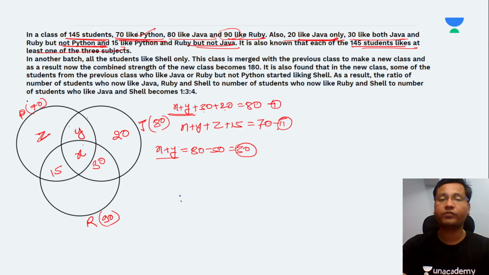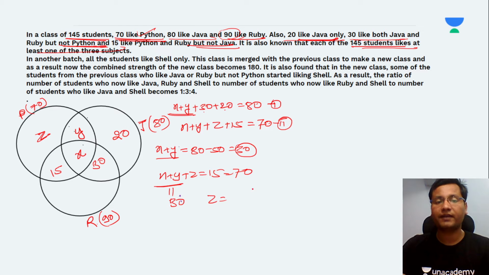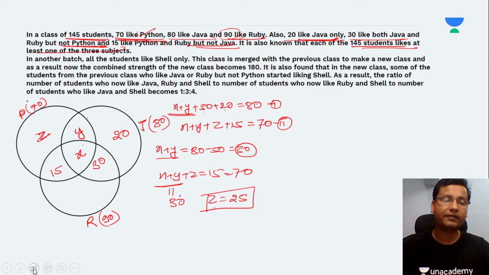Now put this x plus y into the second equation. So x plus y plus z plus 15 equals 70, putting x plus y equals 30 here. So z will be 55 minus 30, that is equal to 25. So we got the value for z. So only Python is going to be 25.